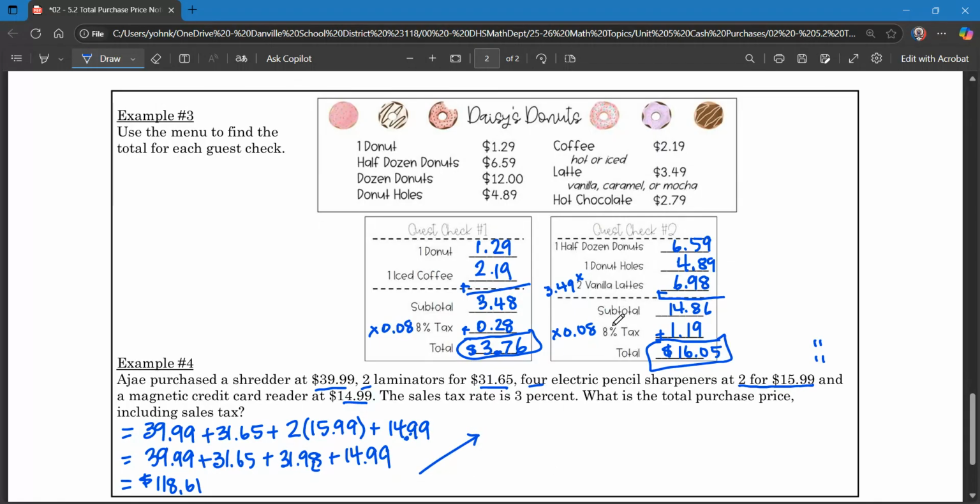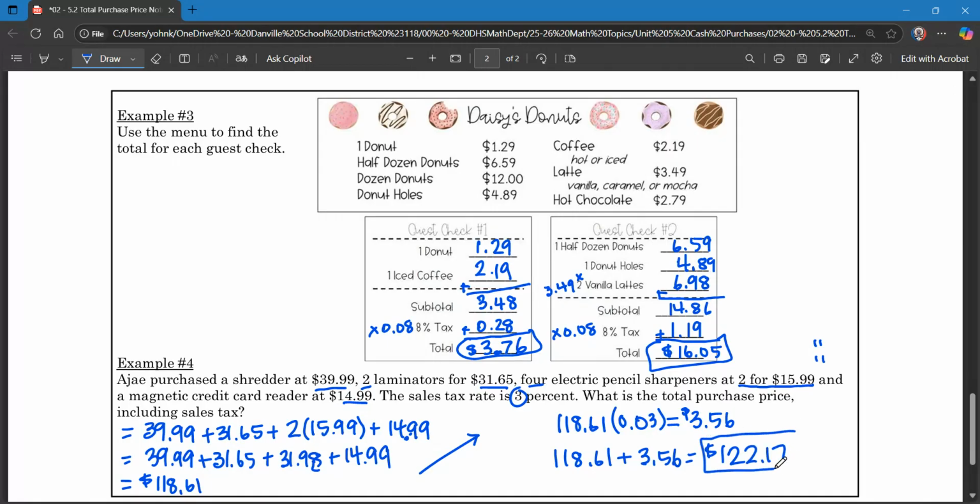Let's find our tax. Tax is only 3%. Wow. So take $118.61, your total selling price, multiply by 3%, 0.03. Round to 2 decimals gives us sales tax of $3.56. To find our total, we're going to take our selling price, $118.61, and add our sales tax, $3.56. This gives us a total purchase price of $122.17.